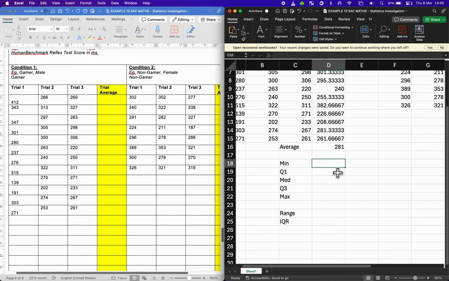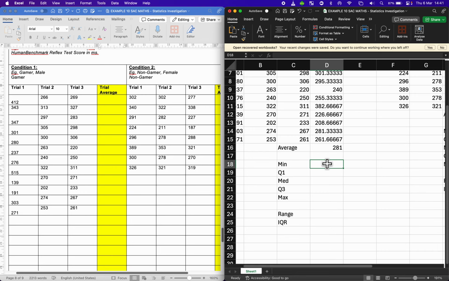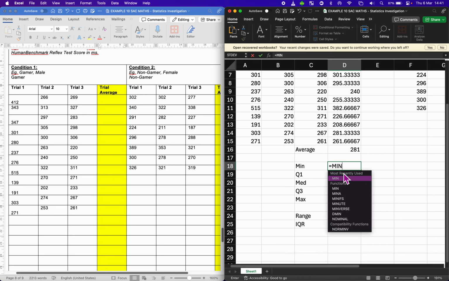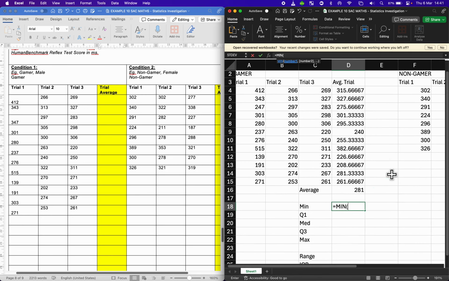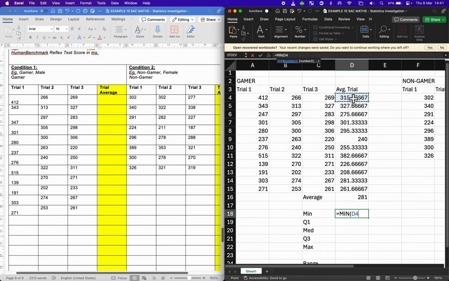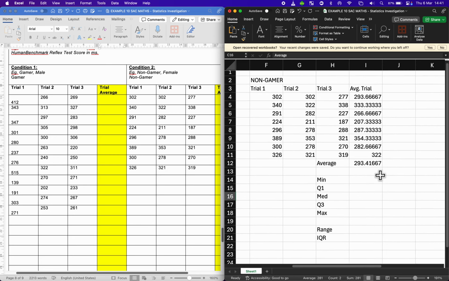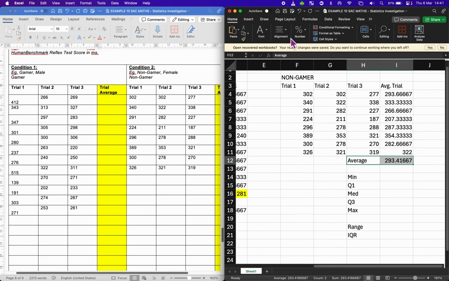So let's find those. There's a formula for that. If I wanted to find the minimum, equals MIN, you can see it pops up. I want it to find the minimum of the average of the trials, not the average of the whole group, just the average of the trials there. That's telling me the fastest person in the gamer group was 208.667. I'm going to highlight this so I don't accidentally select it. That's important data for my argument later.